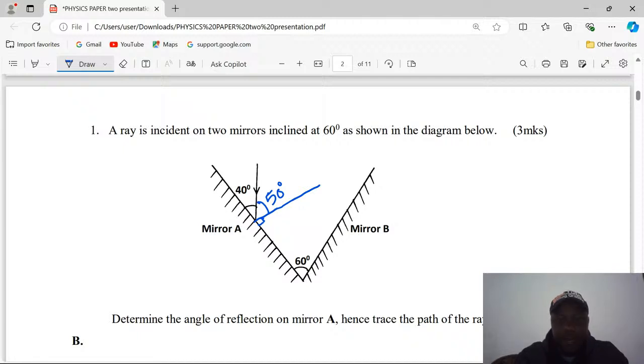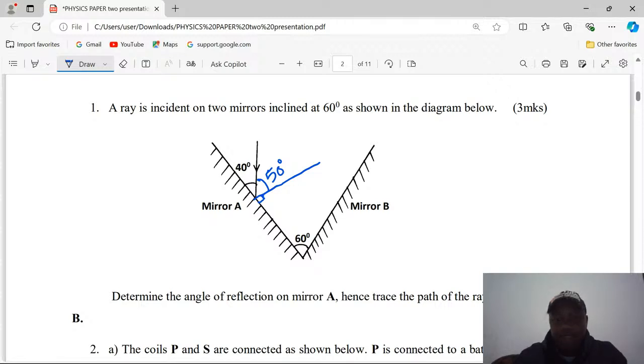Now that the ray has to be reflected following the laws of reflection, then it has to leave the mirror making an angle of reflection which is equal to the angle of incidence, and that is exactly 50 degrees. So the angle of reflection now is also 50 degrees. Remember, there must be an arrow for the ray. That's an arrow. Remember, if this is 50, then we automatically have a 40 degrees angle here.